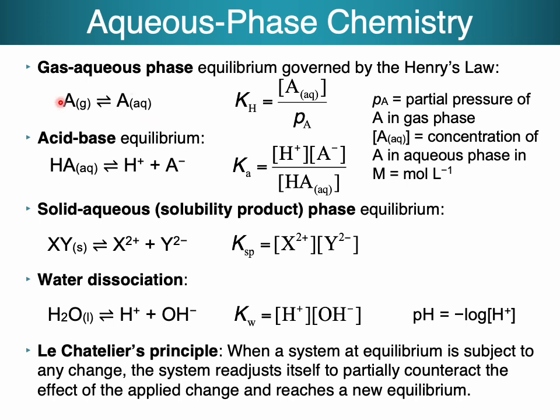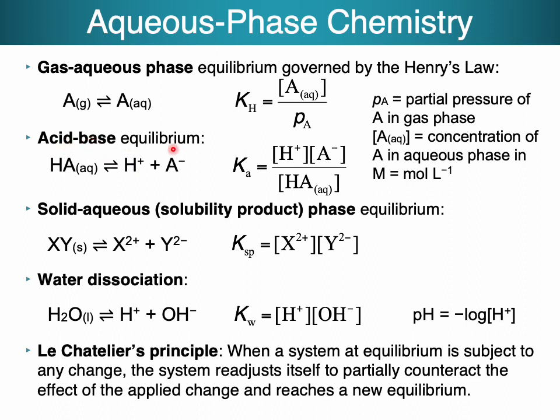For instance, here gas species A, where G means a gas, dissolves to form the aqueous solution in water. At equilibrium, the ratio of the concentration of A in the aqueous phase to the partial pressure of A in the gas phase is a constant, and we call this constant the Henry's law constant, Kh.